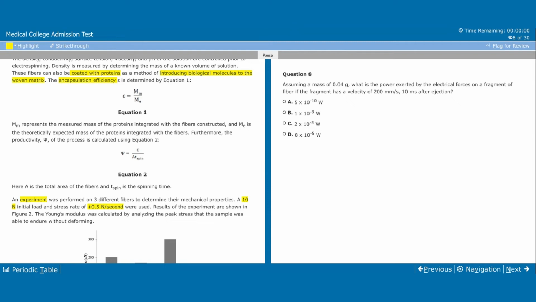So once we had its kinetic energy, we could divide it by the amount of time that it took to accelerate to that speed, which is to say 10 milliseconds, or 10 times 10 to the negative 3 seconds. And once we do all of that math out, we'd end up with 8 times 10 to the negative 5 joules per second. That is to say 8 times 10 to the negative 5 watts, and D is the correct answer.